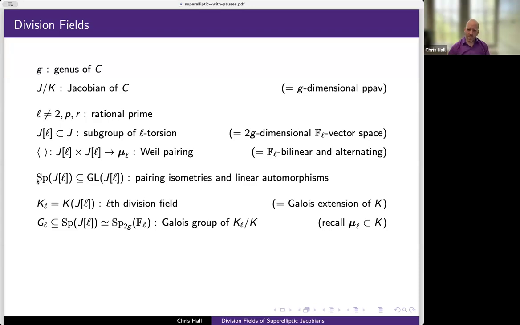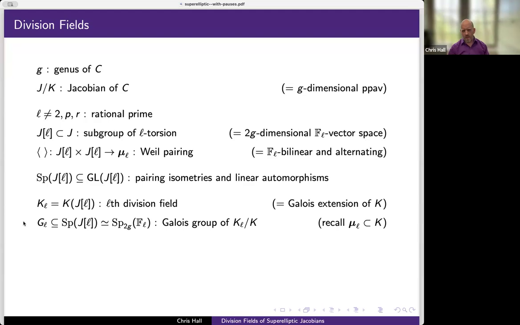And I'll just sort of say, and then sweep the details under the rug, that it's a basic fact that the Galois group of that field will always respect the Weil pairing. And so your Galois group in particular can be really regarded as a subgroup of this group of isometries, of this symplectic group.